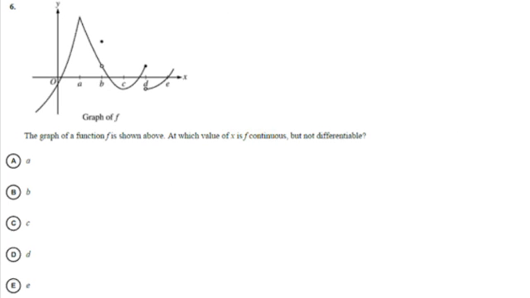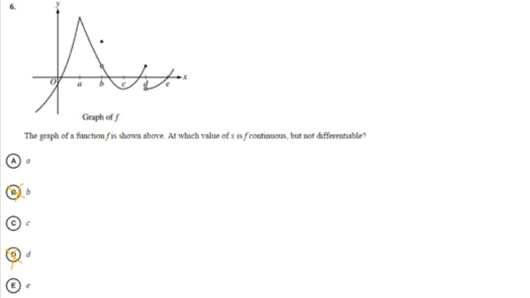All right, now on number 6, we want to know, we have our function f. Where is it continuous but not differentiable? We've got to remember that differentiability implies continuity, but continuity does not imply differentiability. So we see f is continuous. It is not continuous at b, so we can rule that out. It is not continuous at d, so we can rule that out.